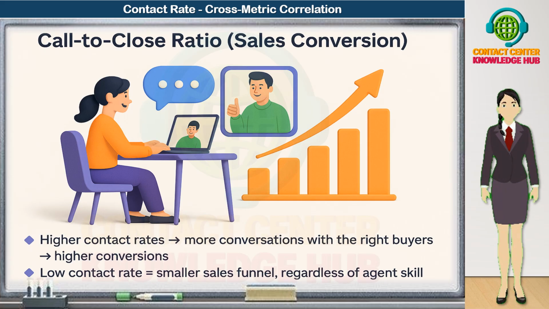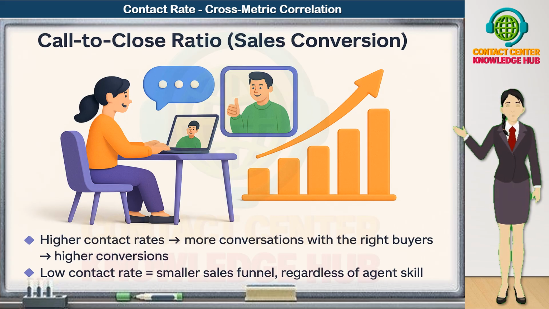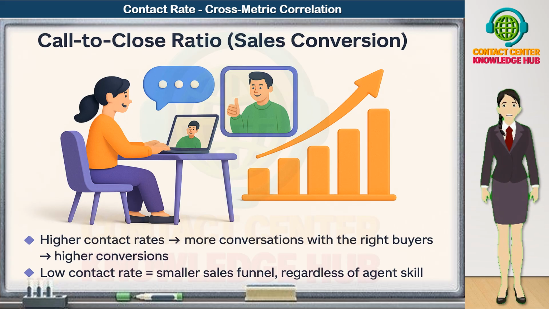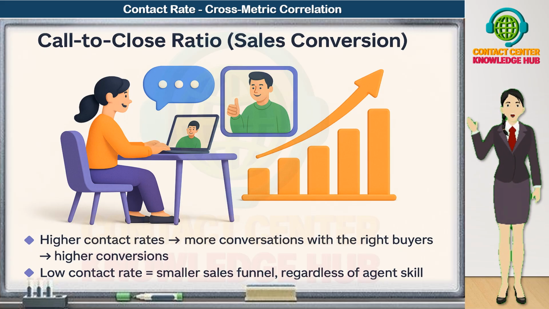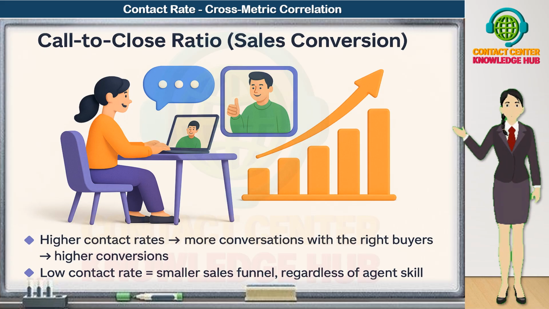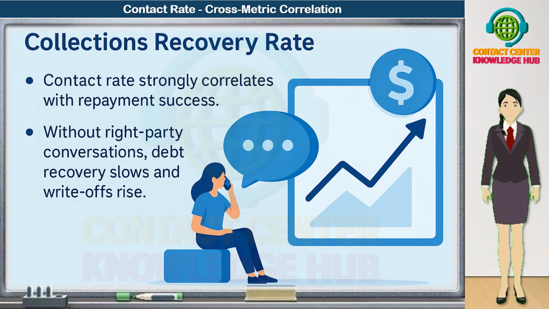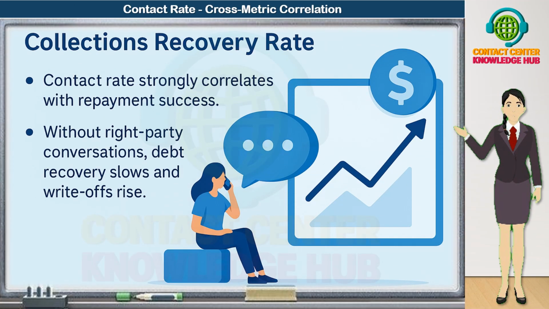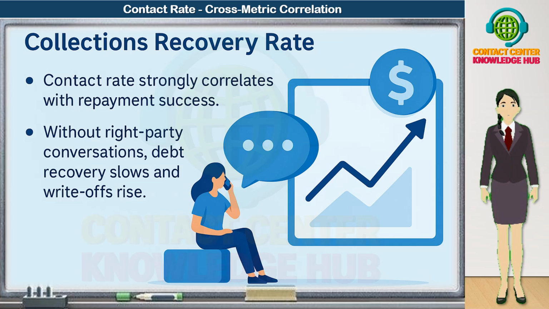On the other hand, even the most skilled sales team can't perform well if the contact rate is low. When you aren't reaching enough qualified customers, your sales funnel shrinks, and your call-to-close ratio suffers, not because of poor selling, but simply due to lack of contact opportunities. Impact. A strong contact rate directly fuels sales conversions, ensuring that agent skill and effort translate into real, measurable business outcomes.